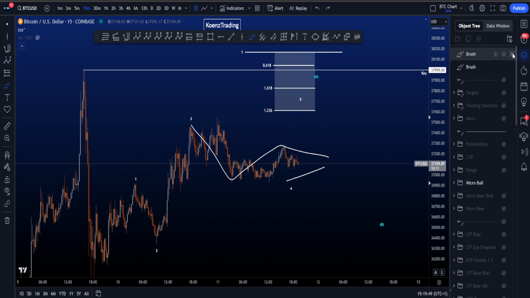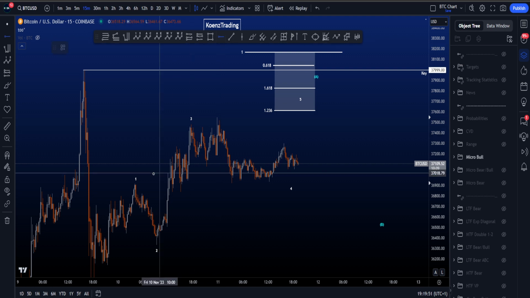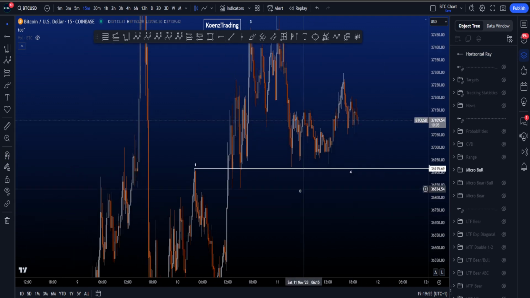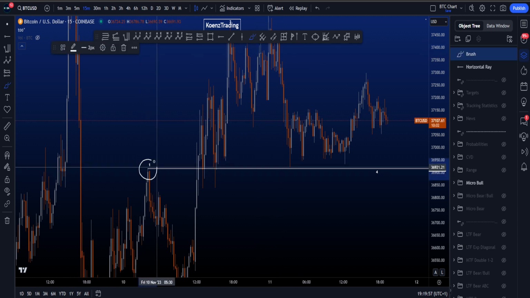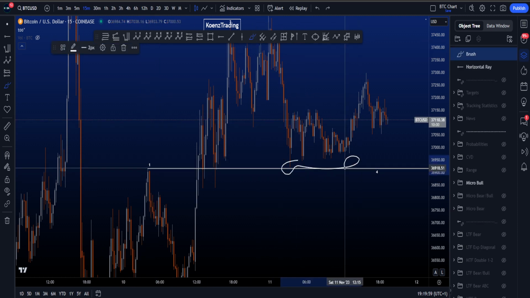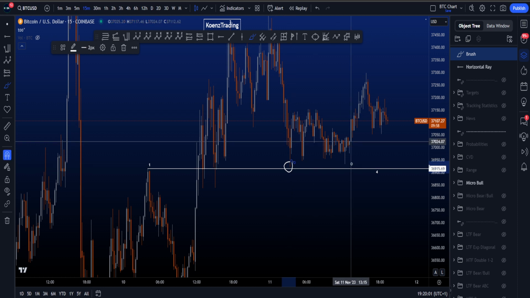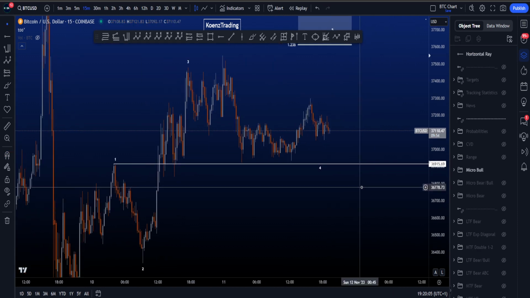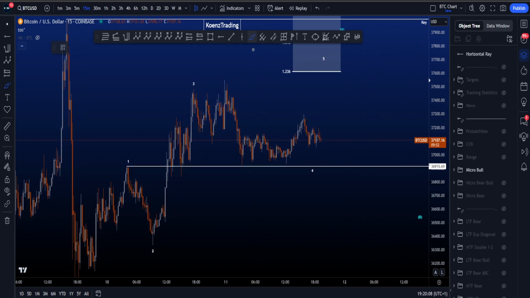which is between 37.6k and all the way up here, the 1-to-1, 38.1k. Now in this scenario, what is important is that so far price has not crossed this line over here. As you can see, there is no overlap between the high of wave 1 and the low of wave 4, because so far price did not touch this line over here, right?